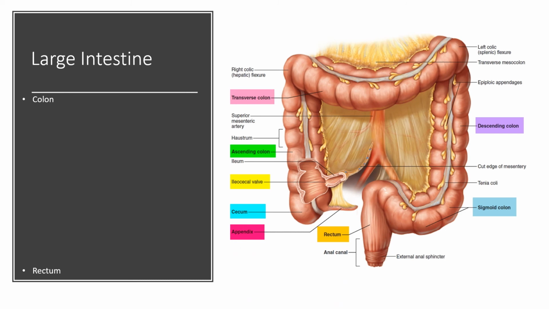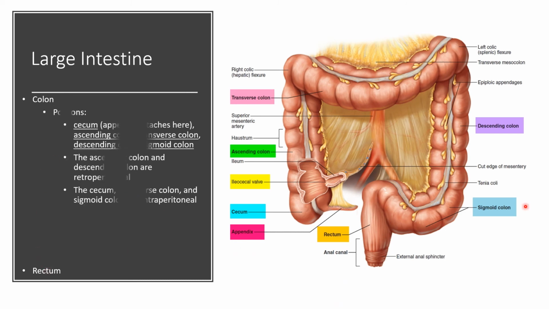Let's talk about the large intestine. It consists of the colon and the rectum. The colon has several portions. You have the cecum, which is intraperitoneal. The appendix attaches here. You have the ascending colon, which is retroperitoneal. You have the transverse colon. You have the descending colon. The transverse colon is intraperitoneal, has a mesentery. Descending colon is retroperitoneal. You have the sigmoid colon, which is intraperitoneal.